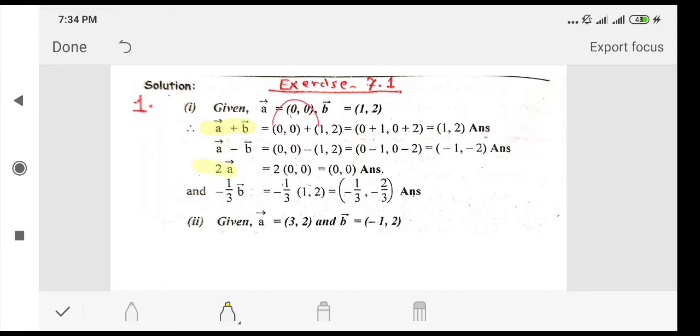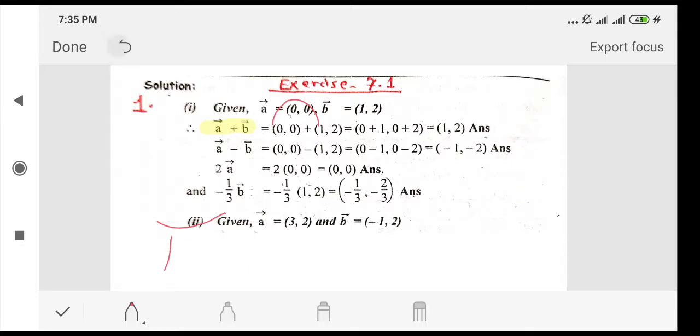Now we have to find 2 vector a. So 2 into 0 comma 0 will be 0 comma 0. Similarly, minus 1 by 3 vector b means minus 1 by 3 into 1 comma 2. This will be equal to minus 1 by 3 comma minus 2 by 3. These last two you can do as homework using the same process.